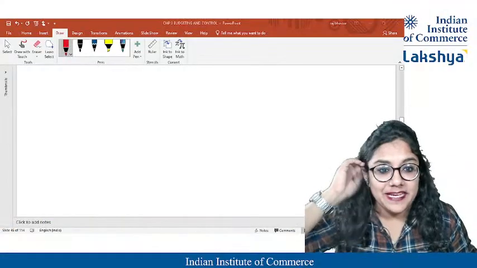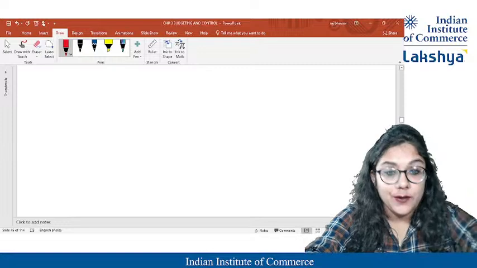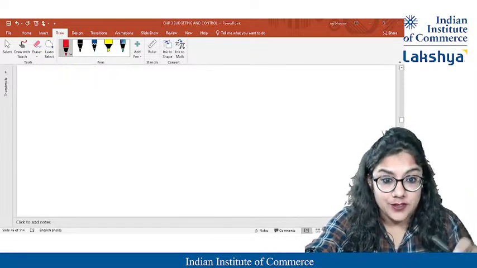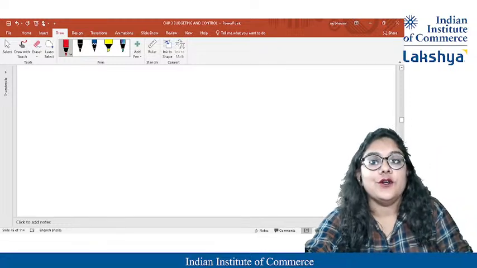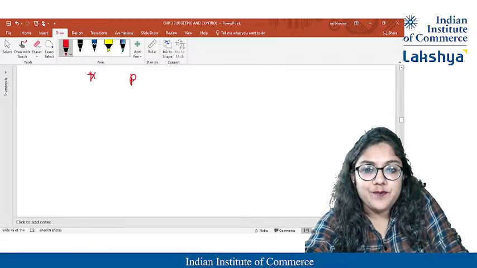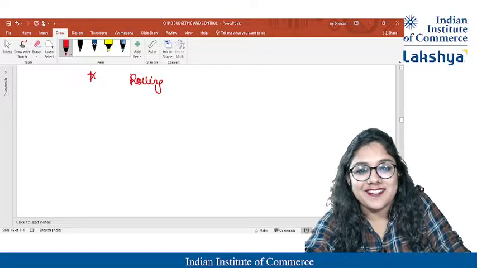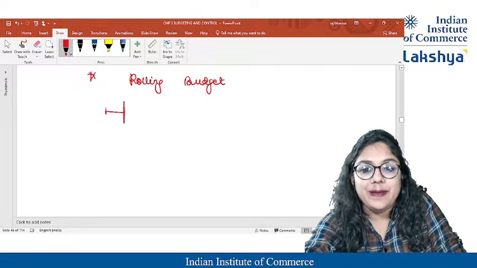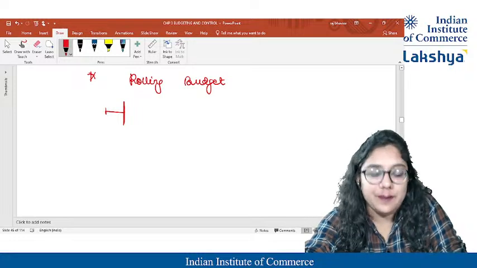Yes, students, up next we are going to start with the rolling budget. Compared to other budget methods, rolling budget is quite important. So what's the meaning of rolling budget? For example, this is my previous budget, let's say the previous year.